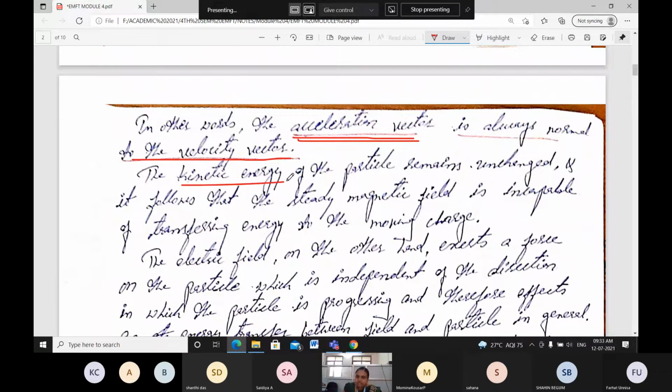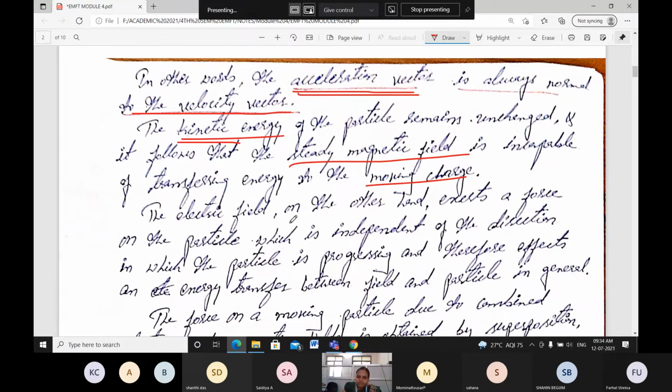What is the kinetic energy? It is what drives the motion of the particle. The kinetic energy of the particle remains unchanged, and a steady magnetic field is incapable of transferring energy to the moving charge. If I am going for kinetic energy, it is not going to carry any energy when it is moving from one point to another point. That's what he is telling.